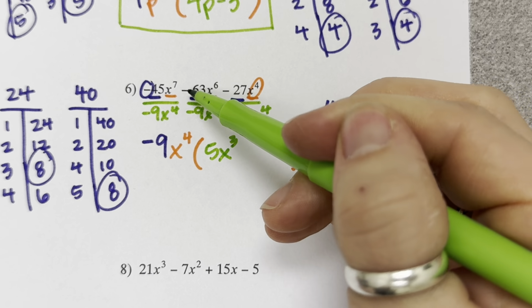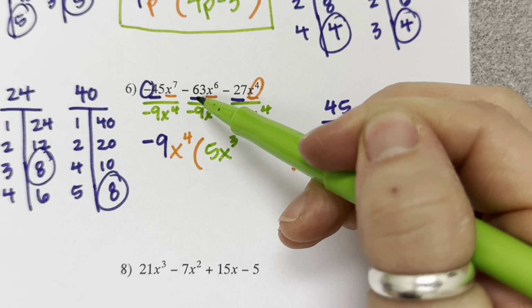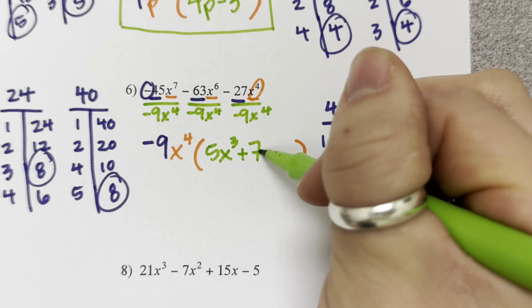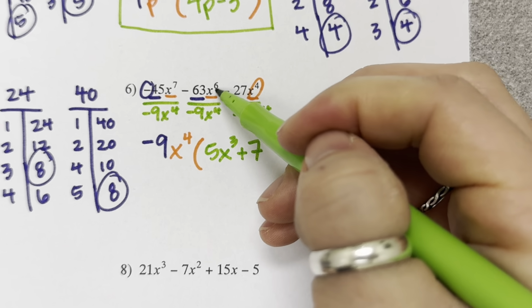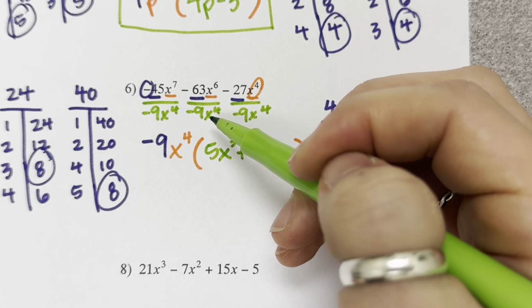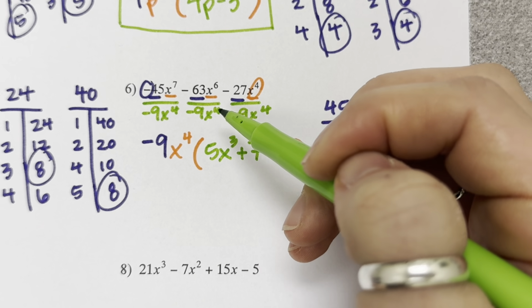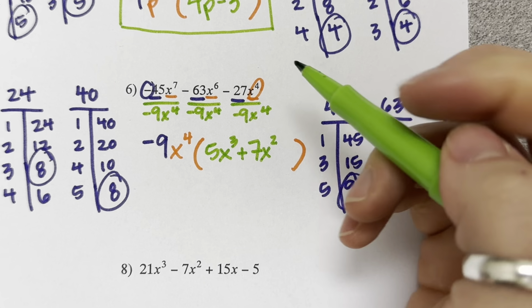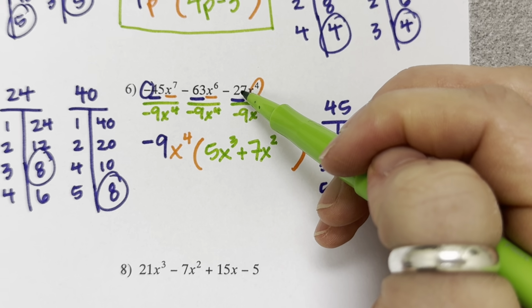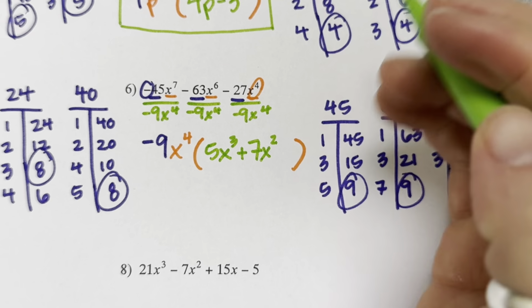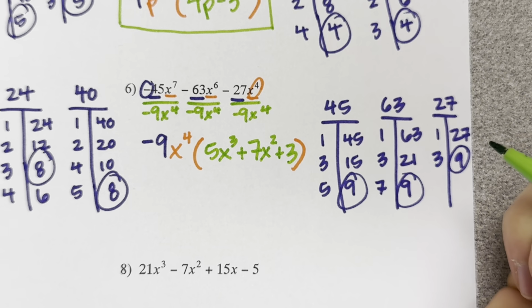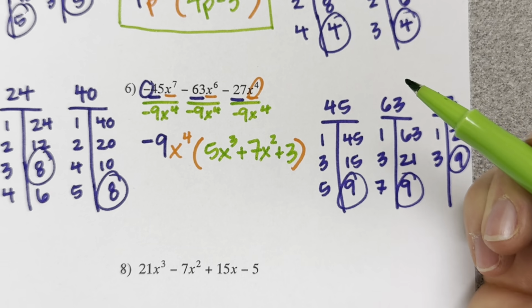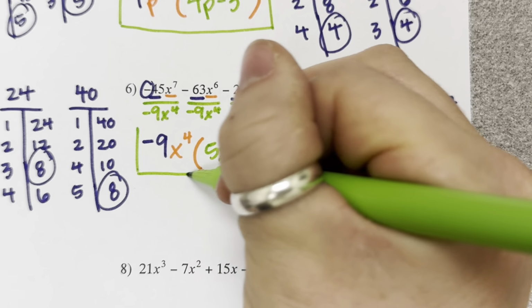Next term. Negative 63 divided by negative 9 gives me positive 7. 6 x's, or x to the 6th power, dividing 4 of those out will leave me with 2. And finally, my last term, negative 27 divided by negative 9 is going to give me positive 3. I had 4 x's, I took all of them away. I divided them all out. So we are done.